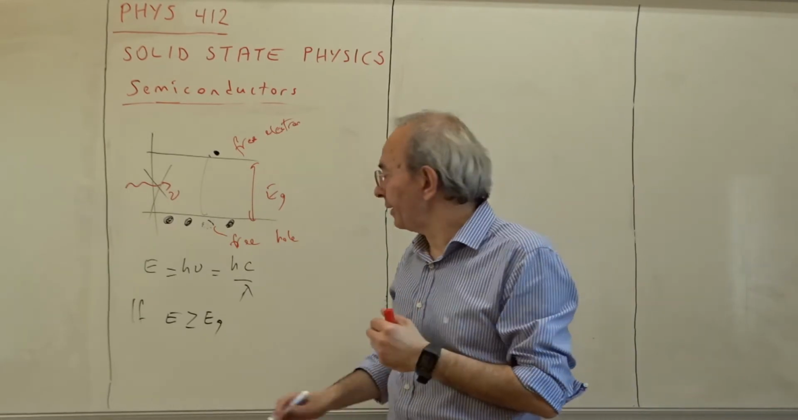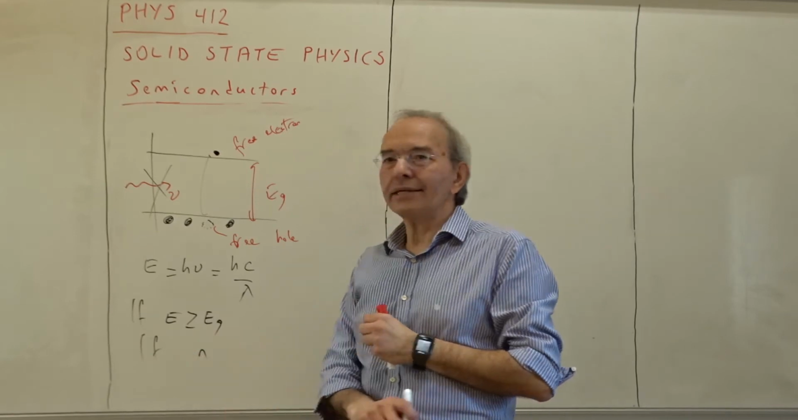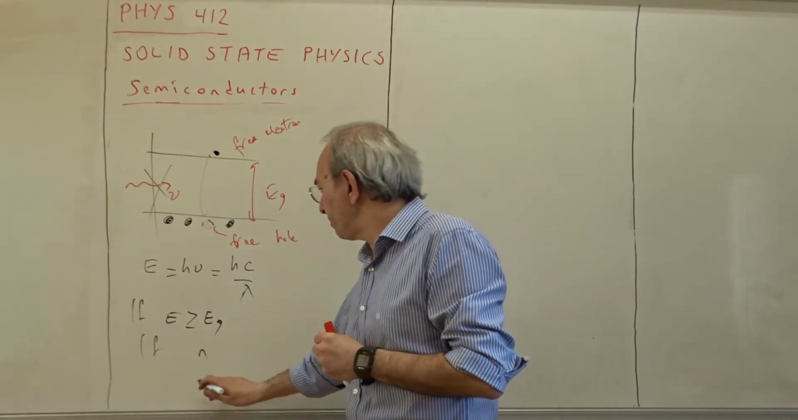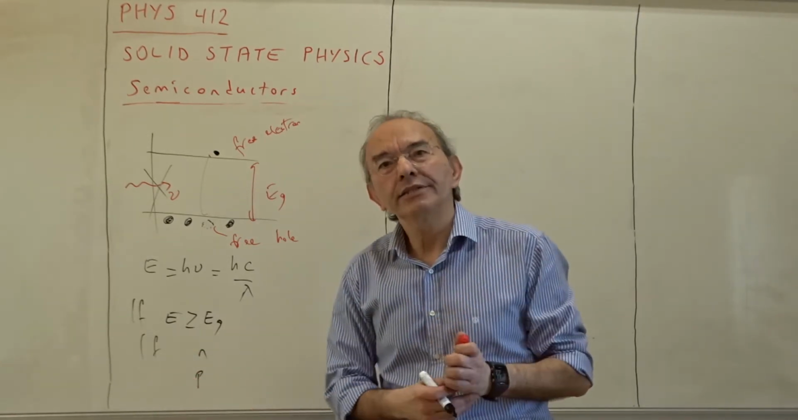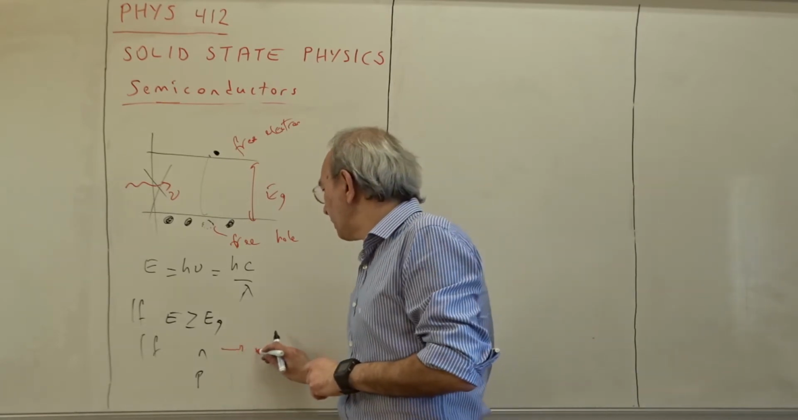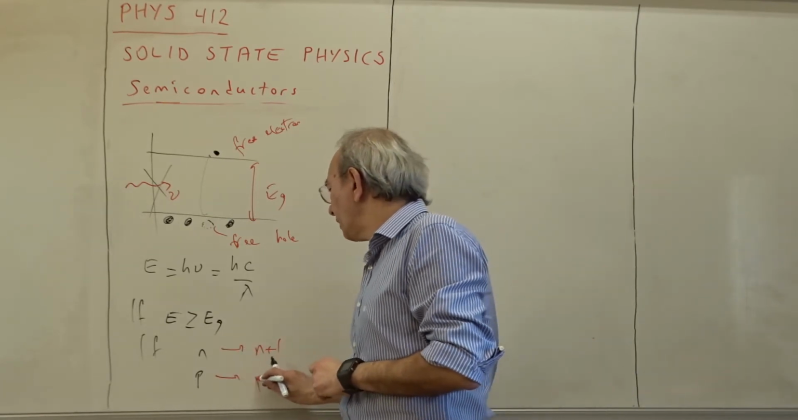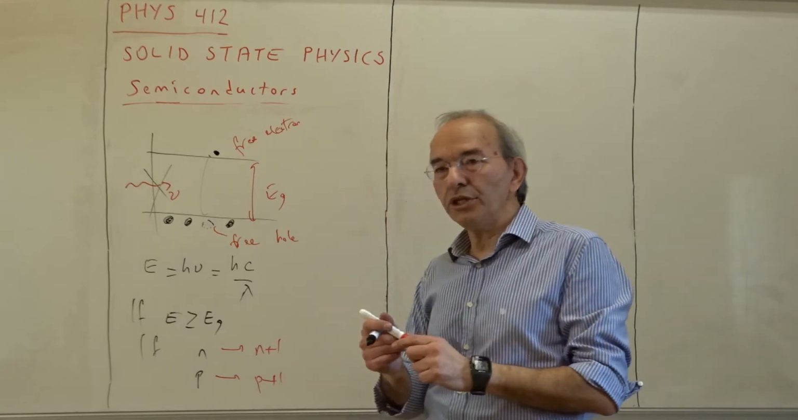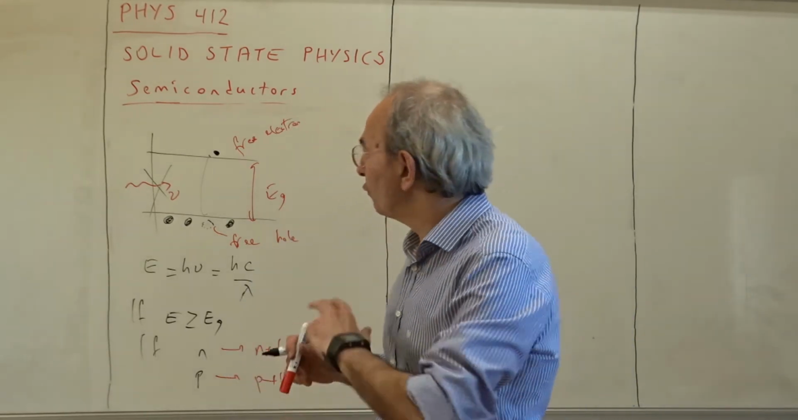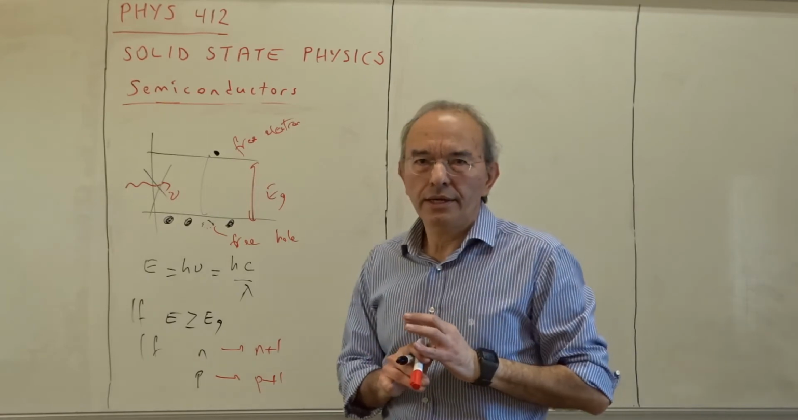So if there are n electrons in the conduction band and p holes in the valence band, then this becomes n plus 1, that becomes p plus 1, because there is an additional electron hole pair now, and the photon is just disappearing.